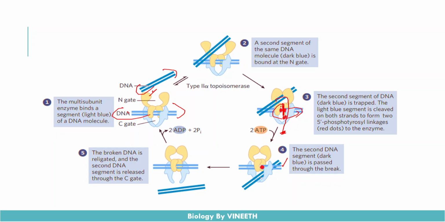So this passing actually changes the linking number of the DNA, and the two DNA molecules will now be released by this topoisomerase 2 alpha. So this is the major mechanism in the case of this.